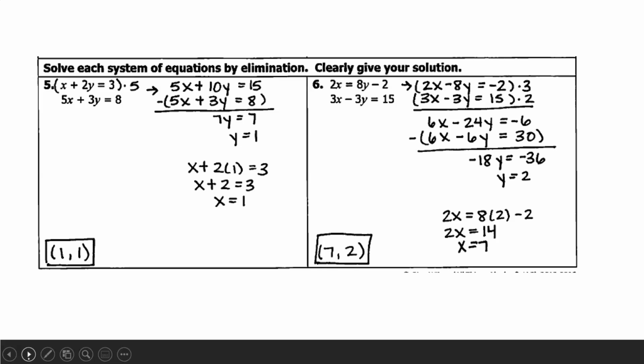This one's elimination. So I multiplied the top equation by 5 so I could eliminate the 5x's. I solved for y, I got 1. And then I plugged that back in to get x, which is 1. So 1, 1 is my answer.